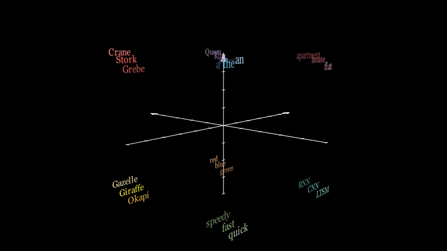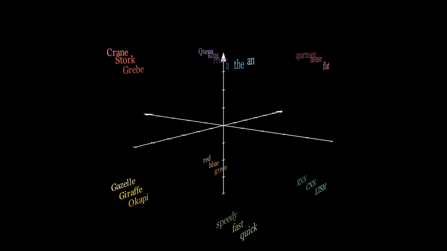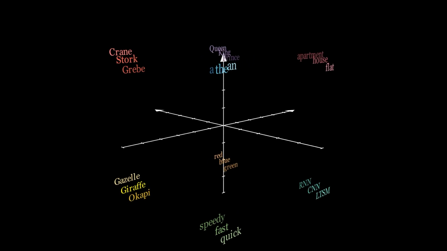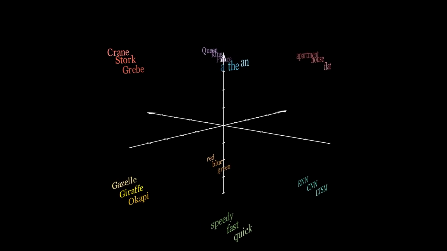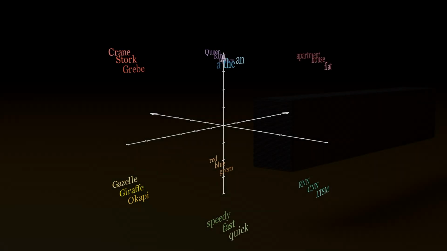By using word embeddings, we can unlock the power of natural language processing and better understand the meaning behind the words we use every day. There you have it, word embeddings in 60 seconds.